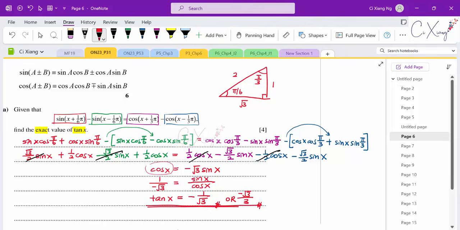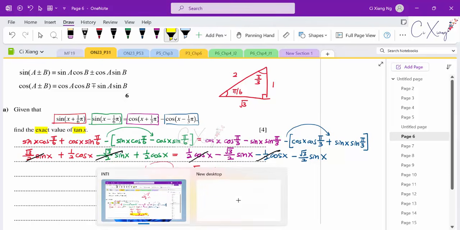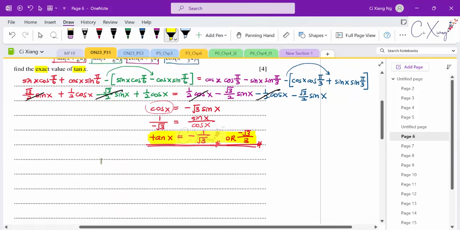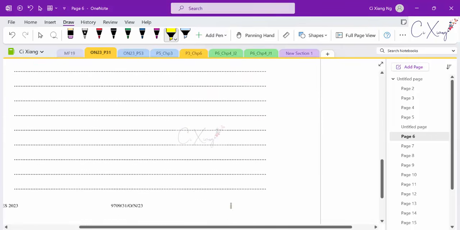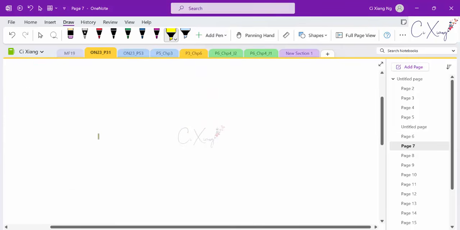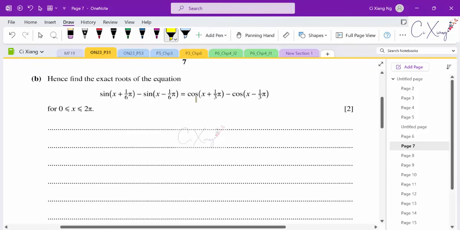Right, so for this first question, we try to use the compound angle formula to expand the equation and simplify them. Alright, so this is how we solve question number 5, part A. So let's continue to part number B. For part B, they want us to solve this particular equation.